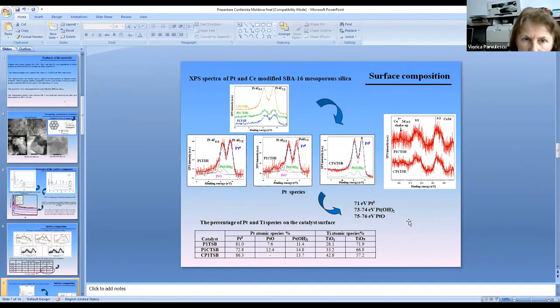For samples supported on SBA 15, XPS shows similar species. The difference was observed for titania species and also in the percent of each platinum species. We can see that the presence of cerium decreases the metallic platinum percent on the surface, and the order of immobilization influences the metallic percent on the surface, with an important effect on the catalytic process.